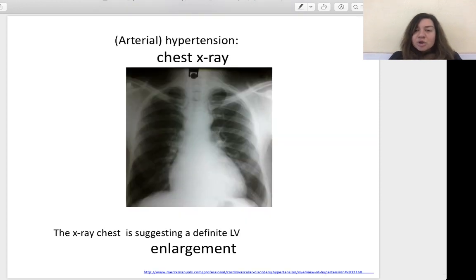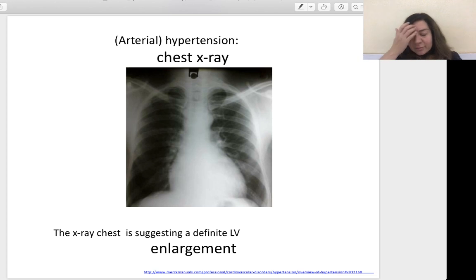Usually we do a chest x-ray for all patients with hypertension, because it is a simple, quick and inexpensive way to check the structure and size of the heart and big vessels. Here you see an example of a simple routine chest x-ray in a hypertensive patient, and we can see a big size of the heart. It is definite left ventricle enlargement, significant enlargement, primarily due to enlargement of the left ventricle.